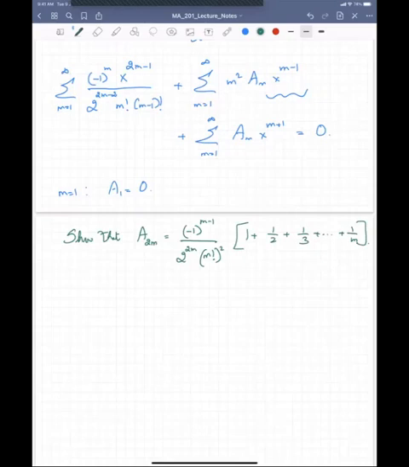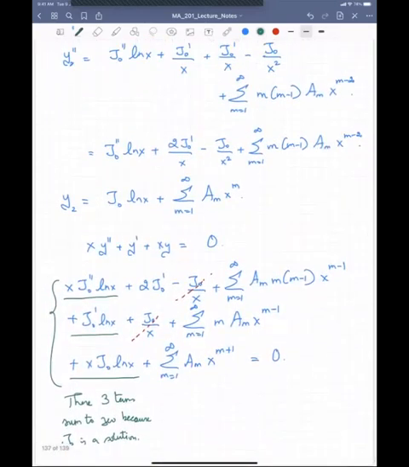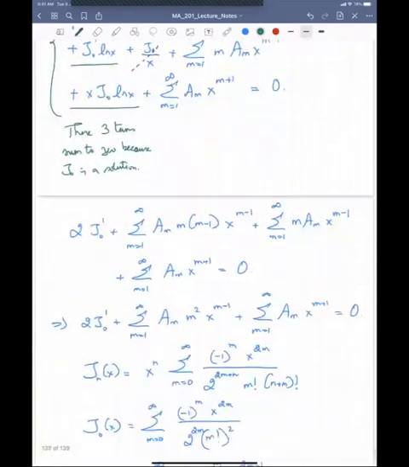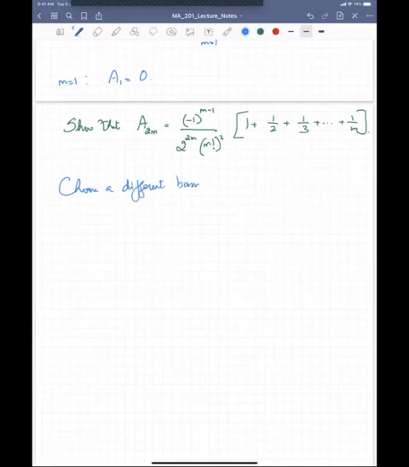Once we know what the coefficients are, we can construct the second linearly independent solution y2, because y2 is basically J0 times logarithm x plus the sum of a_m x to the m. So once we know what the a_m are, we know what the series is. Sometimes in the literature, you also see this in a different basis. If we choose a different basis, you can write this as a times y2 plus b J0.